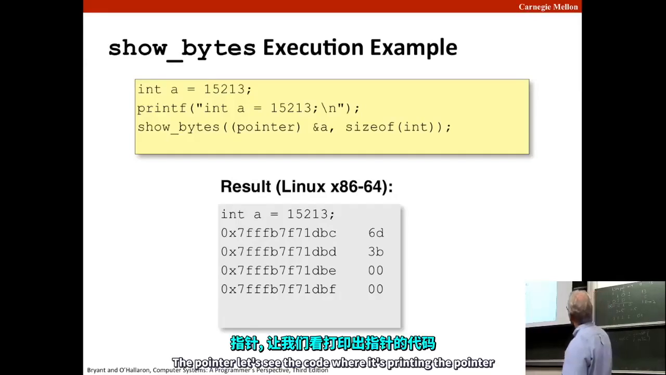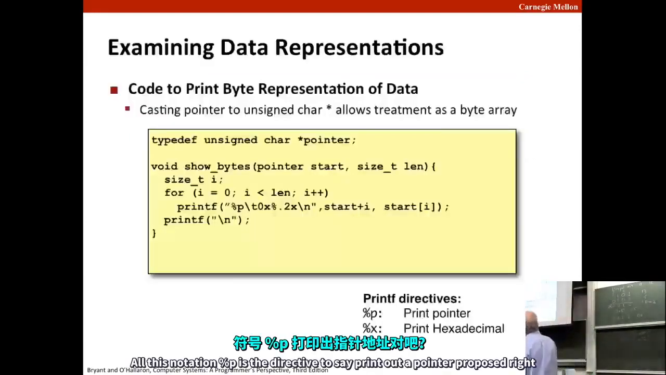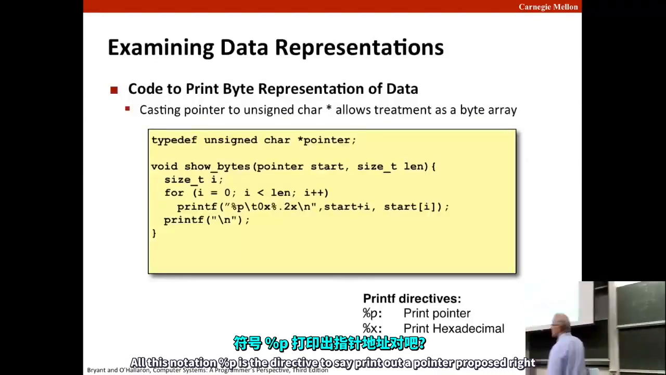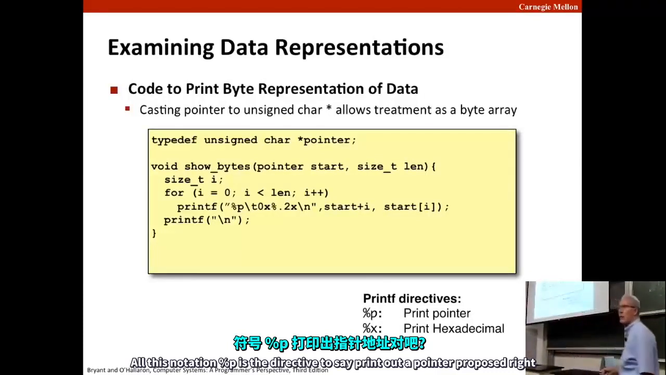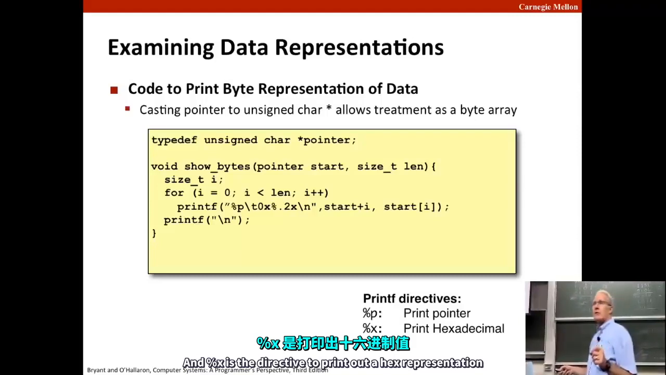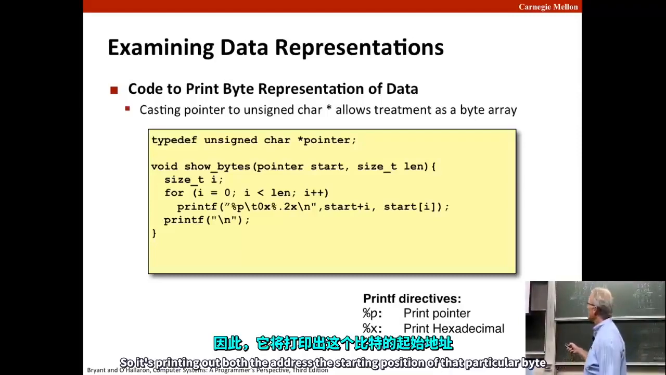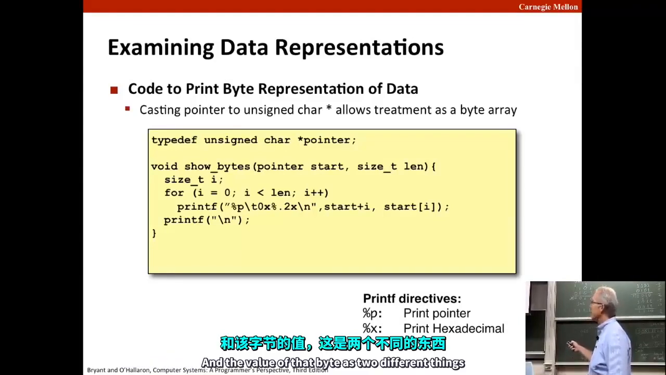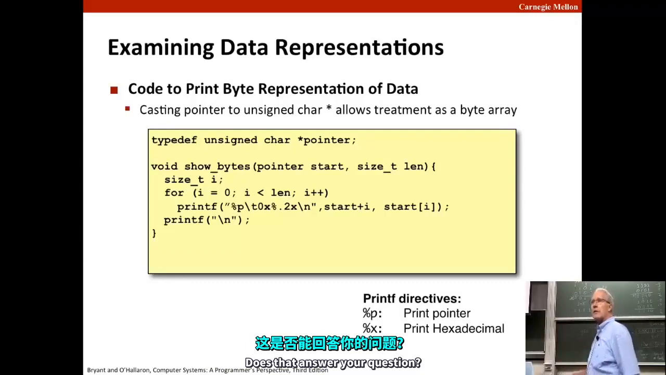In the code where it's printing the pointer, %p is the directive to say print out a pointer. And %x is the directive to print out a hex representation. So it's printing out both the address, the starting position of that particular byte, and the value of that byte as two different things. Does that answer your question?